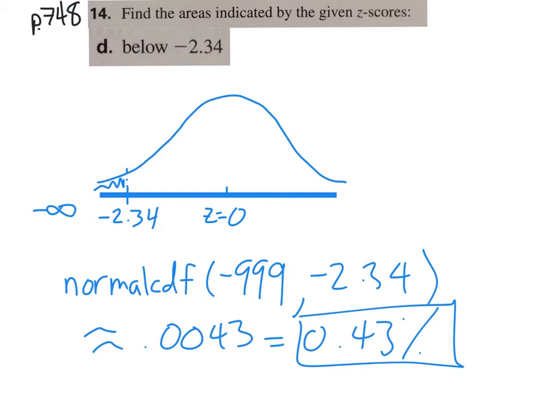So less than 1% of the data will lie in that range. And that should make some sense because it's a pretty small range out there, right? Negative 2.34, you can see you have a pretty small tail out there. So that's it.